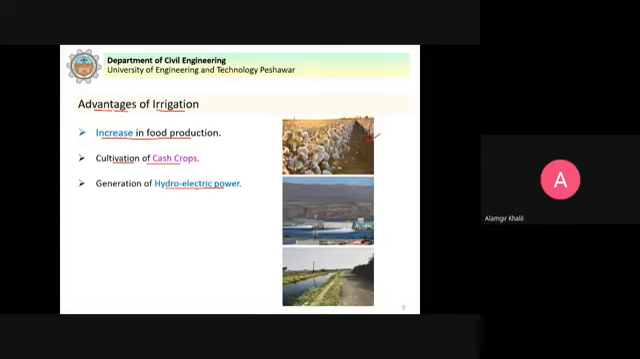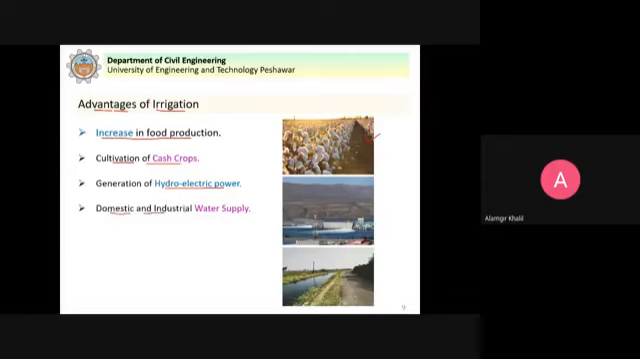Also, it is possible that we can construct a run-of-river hydroelectric power project. For example, I give you the case of the Ghazi Barotha hydropower project, which is just a channel which runs from Ghazi to Barotha, and there a head is available, and we are utilizing that head of water to generate electricity, and the water can flow downstream and can be supplied for agriculture purposes. So this is also an advantage of irrigation.